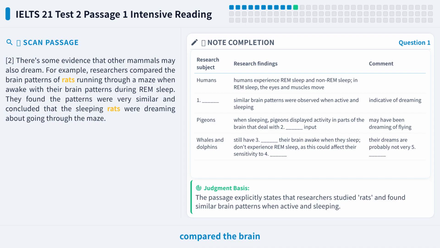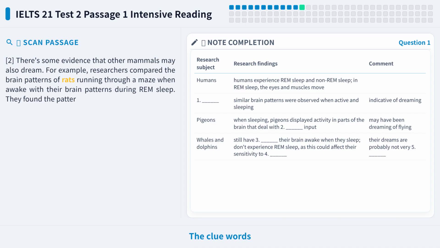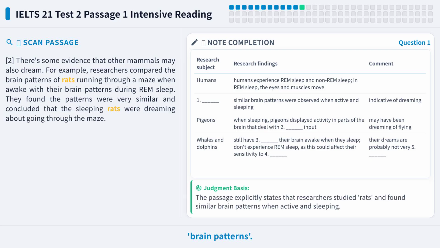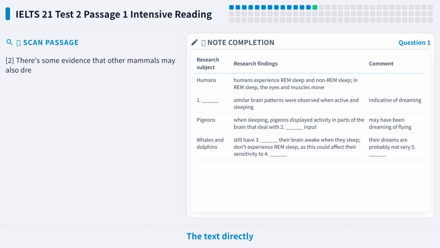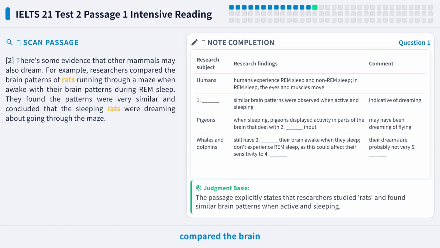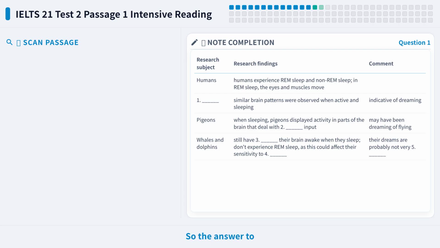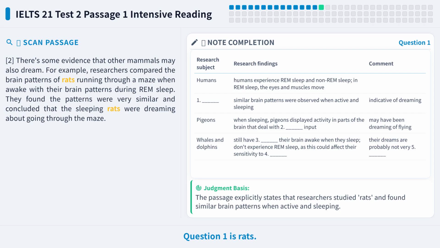Researchers compared the brain patterns of rats when awake and during REM sleep. The clue words are rats and brain patterns. Go to paragraph 2 and scan for rats and maze. The text directly says researchers compared the brain patterns of rats. The answer word is directly given in the original text. So the answer to question 1 is rats.